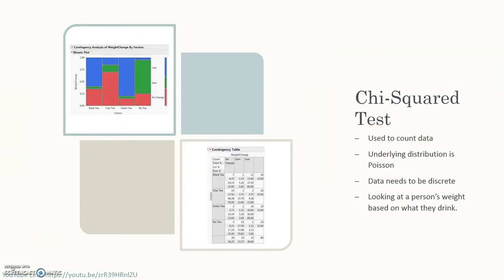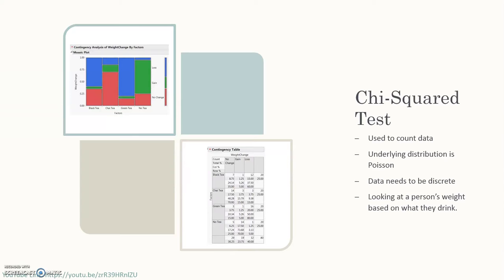So the next thing I'm going to be talking about is the chi-square test. You can look at our presentation 1 video to get more details and see the data, but these are the actual results. The chi-square is really useful in counting data. The underlying distribution is Poisson. The data needs to be discrete. But these contingency tables and mosaic plots are probably one of the most useful ways to display your chi-square tests.